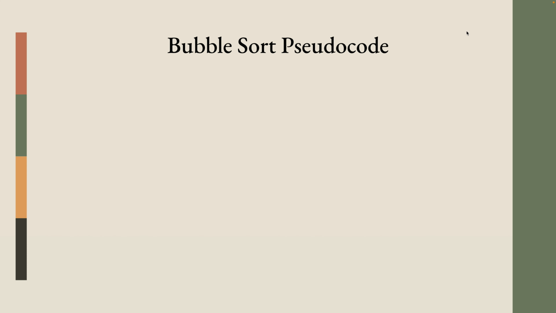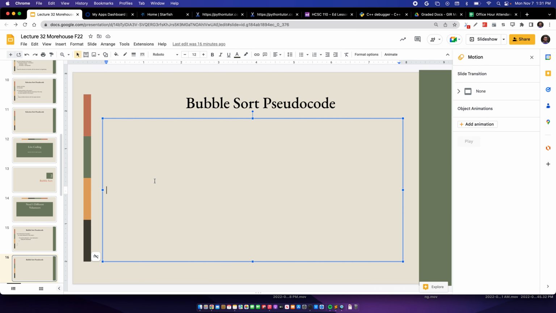Okay, so the pseudocode for this one is a little bit more straightforward. We're essentially saying, let's make this bigger. Our outer loop was keeping track of the rounds. So for each round, we need to do something. In each round, we were checking every element in the array.